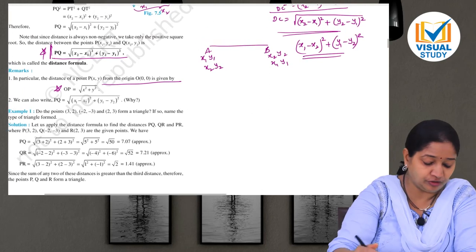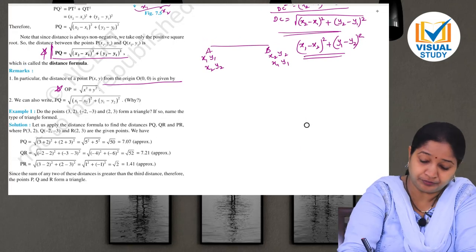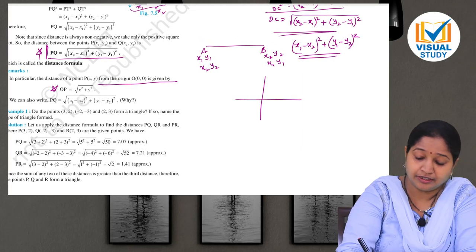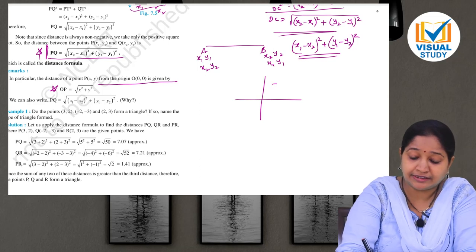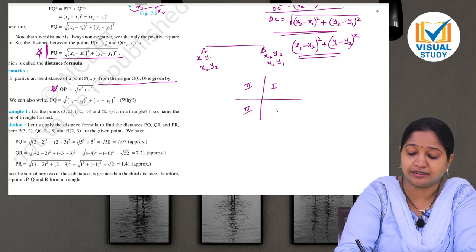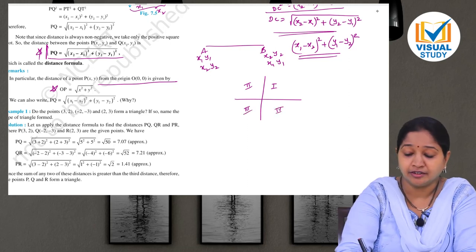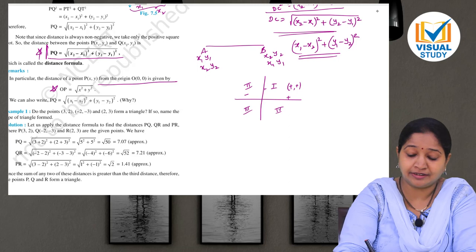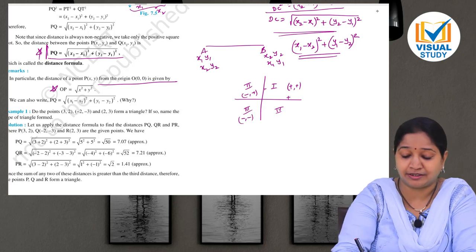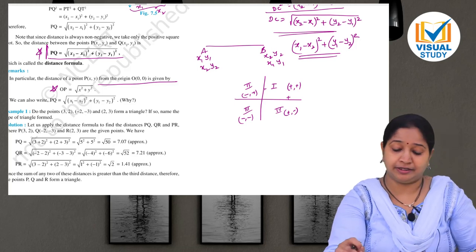Before this, I want to tell you the basic things. This is the first quadrant, this is the second quadrant, this is the third and this is the fourth. Here, x is positive, y is also positive, so all are plus. Here x is minus and y is plus, so it is minus plus. Here both axes are minus minus, and here x is plus and y is minus. This also just keep in mind.